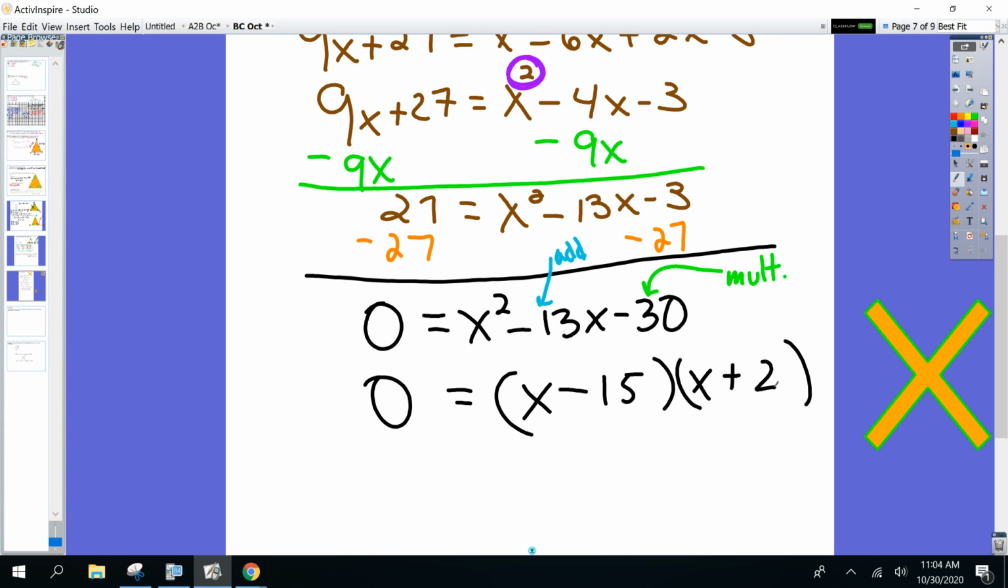All right, one last step, and that's to find the values of x. So 0 equals x minus 15. 0 equals x plus 2. So on this side, on the left side, it looks like x equals 15. And on the right side, it looks like x equals negative 2.